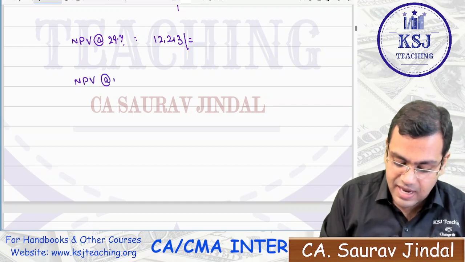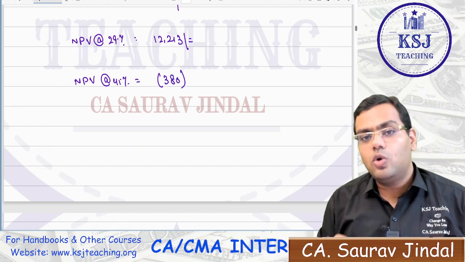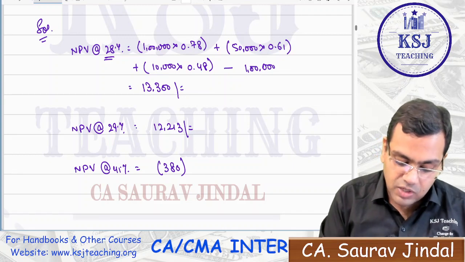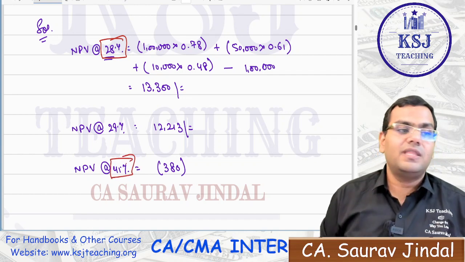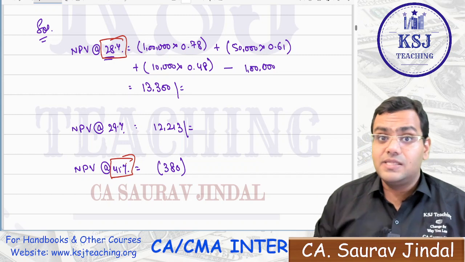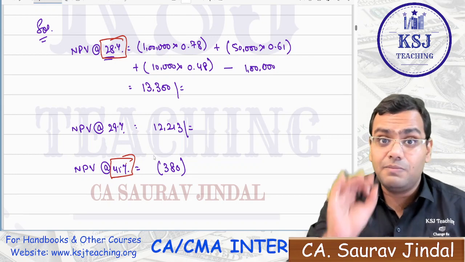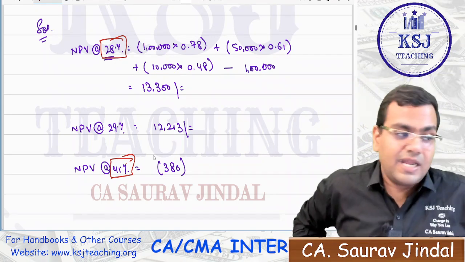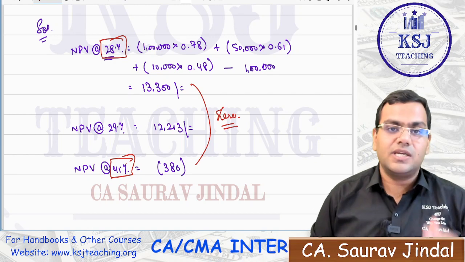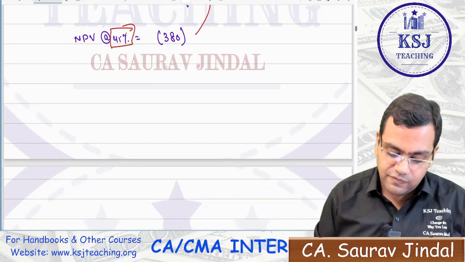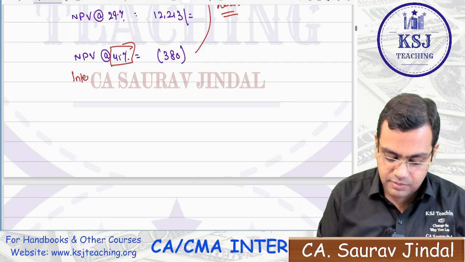Let's calculate NPV at 41%. That comes to minus 380. Now you have two discounting rates, one with the positive NPV and one with a negative NPV. That means your IRR will fall between 28% and 41% because your NPV should be zero. You have to find the discount rate at which your NPV will be zero. The zero will fall between positive 13,300 and minus 380. So for this, what we do, sir? We will do interpolation.